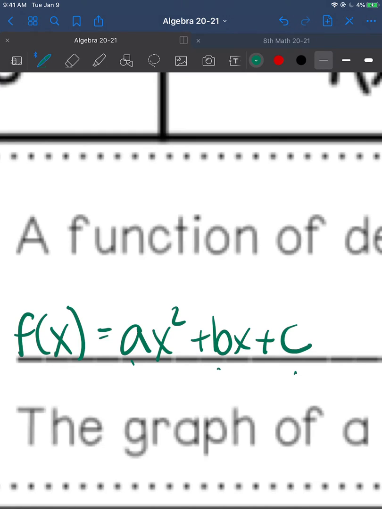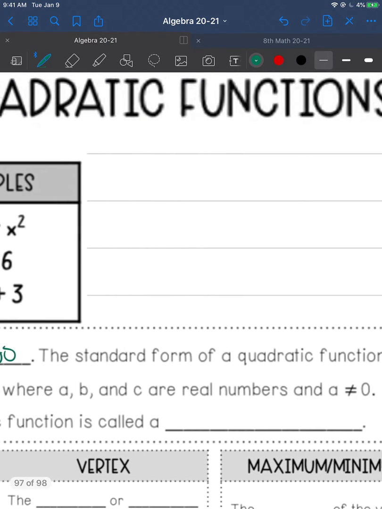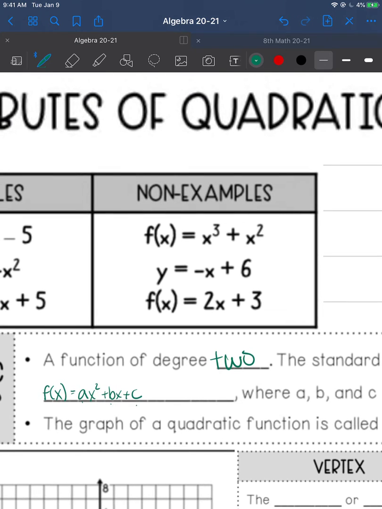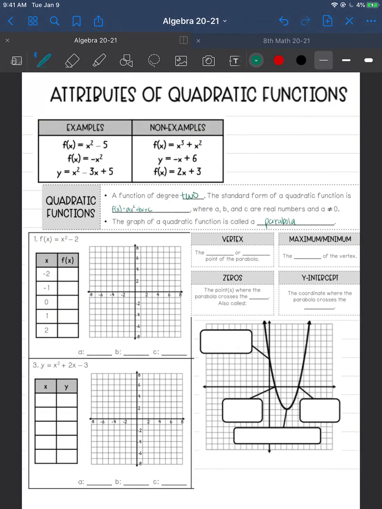We have seen this. We've been practicing with it, especially with factoring, so this should be something we're comfortable with. Here a, b, and c are real numbers and a does not equal 0, so our leading coefficient cannot be 0. The graph of a quadratic function is called a parabola. P-A-R-A-B-O-L-A, parabola.